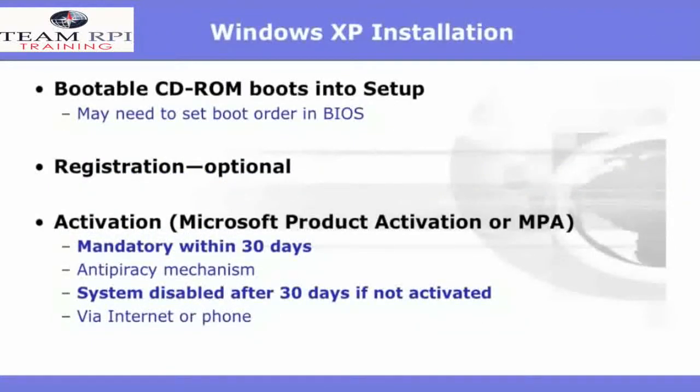So the first step is to insert the bootable CD-ROM into your optical media drive. And make sure to set the boot order in the BIOS to look for the CD-ROM first. You'll be asked to go through some registration steps. This is an optional step. However, you'll also have to activate your new Windows installation. Remember, it's mandatory within 30 days, and if not activated, it will be disabled.